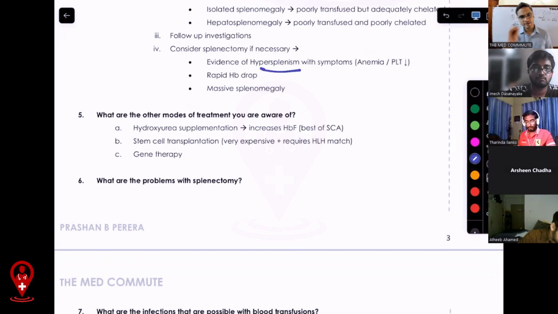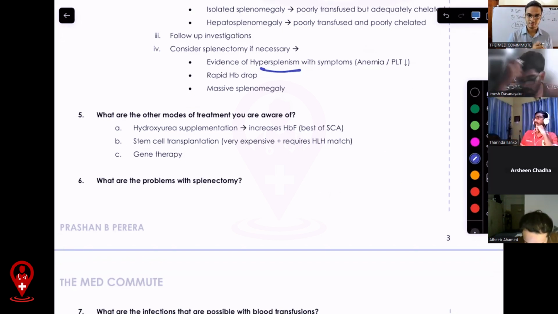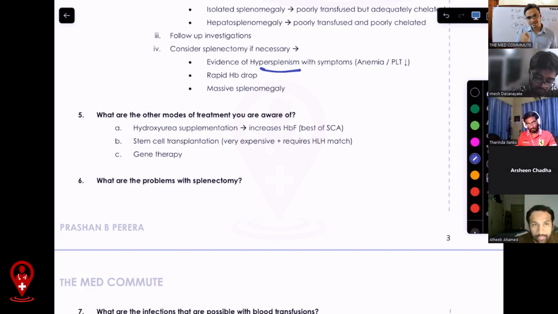This is again a little bit extra for you all, guys. There are some other treatment modes that we are now trying, gene therapy and stem cell transplantation. The stem cell transplantation is our bone marrow, basically. It is very expensive, and we said HLA match is very difficult to find. Even in siblings, brother and sister, an HLA match most of the time won't be there exactly. It's very difficult to find.